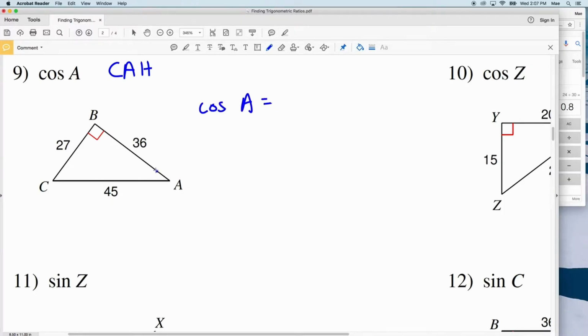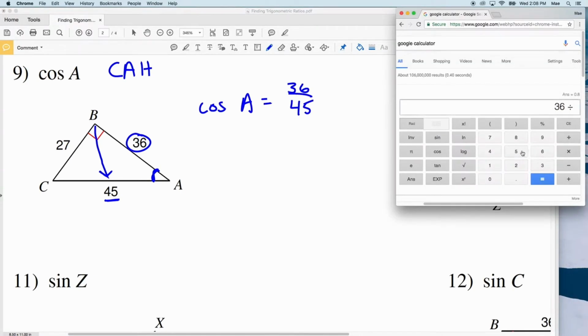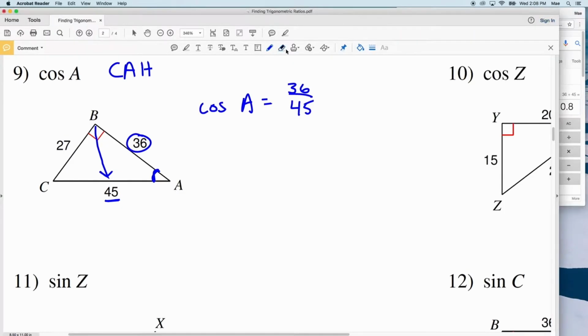So here's our angle A. Remember, the hypotenuse is directly across from the right angle. So that's going to be 45. So adjacent is the side that's touching that angle that is not the hypotenuse. So that's going to be 36 over the hypotenuse, which is 45. 36 divided by 45 equals 0.8. And we're writing this to the 10,000th. So this is equal to 0.8000.